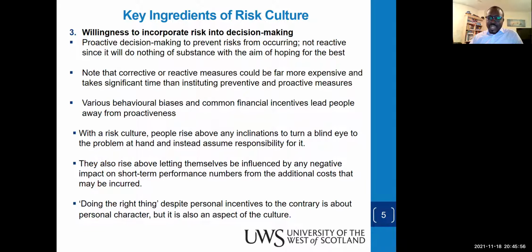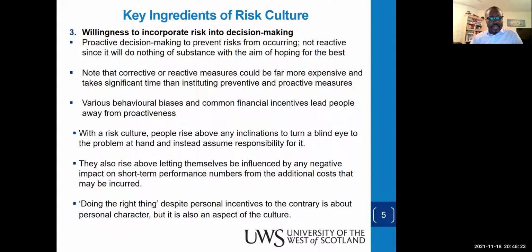And you can sack this person, you can jail this person, but you will not be able to raise those billions of pounds in just a short period. It will take you years to recover. Okay. So always here decision making should look at preventive, not the reactive. Okay. That's all I want to say here in terms of willingness to incorporate risk management into decision making.